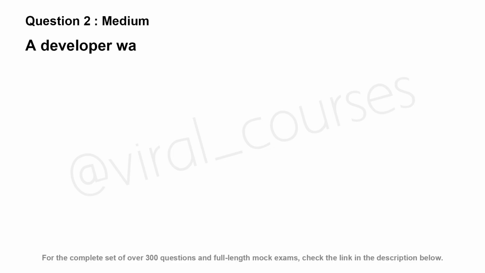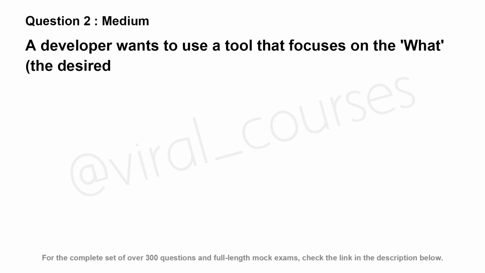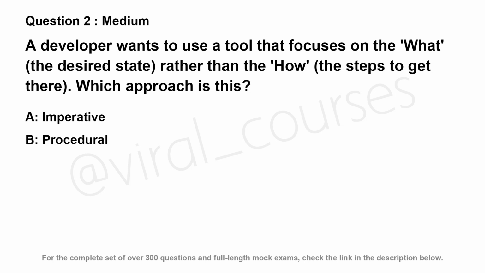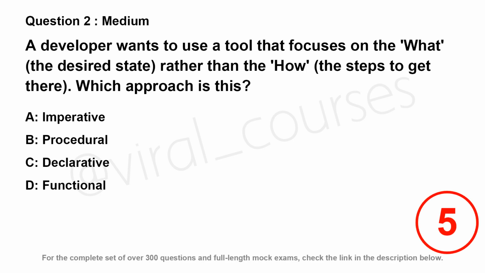A developer wants to use a tool that focuses on the what, the desired state, rather than the how, the steps to get there. Which approach is this? Option A, imperative. Option B, procedural. Option C, declarative. Option D, functional.